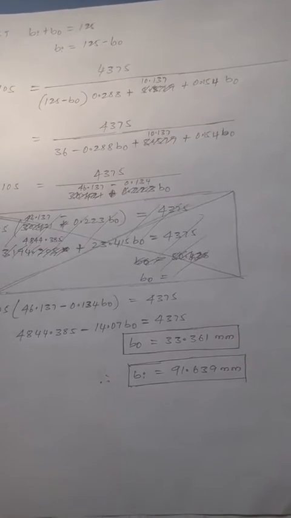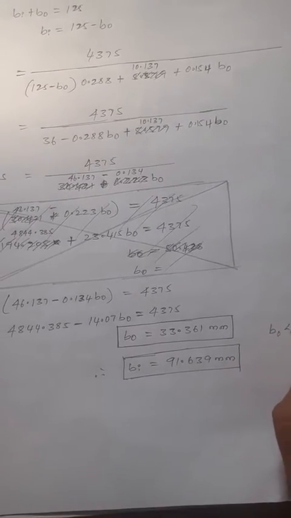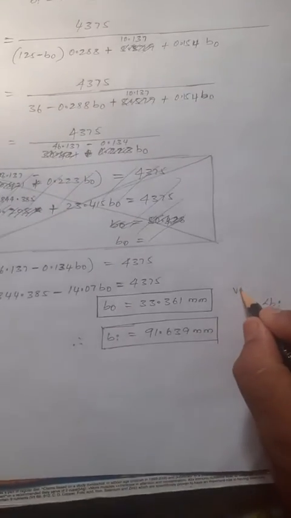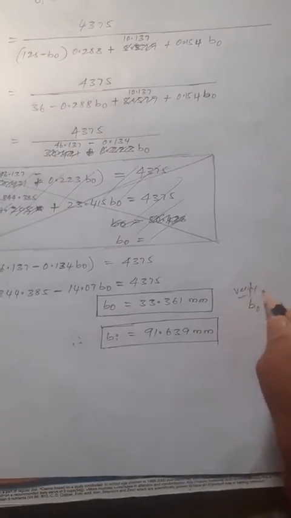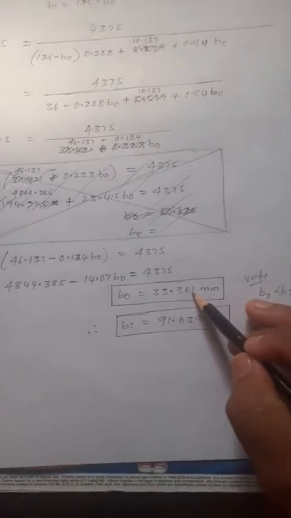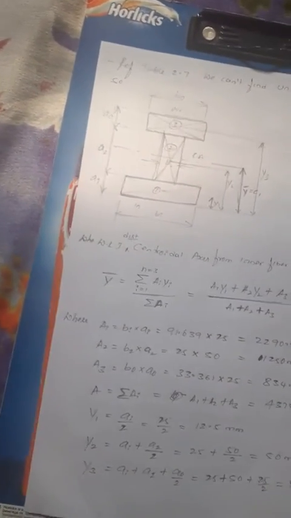Finally we will get the value of B0 as 33.361 and then Bi. Then how do you check the top flange? B0 is less than Bi, right? Verify it. Then once you calculate dimensions Bi and B0, again our aim is to determine the stresses induced, right?